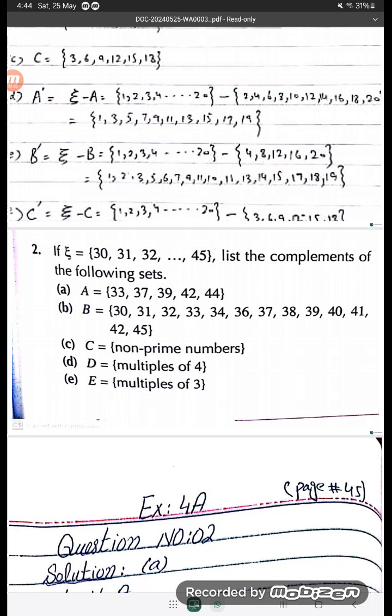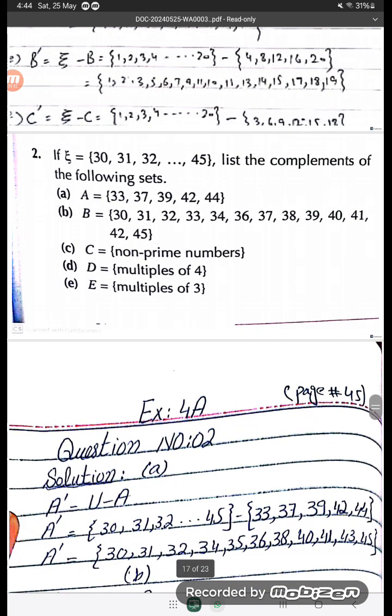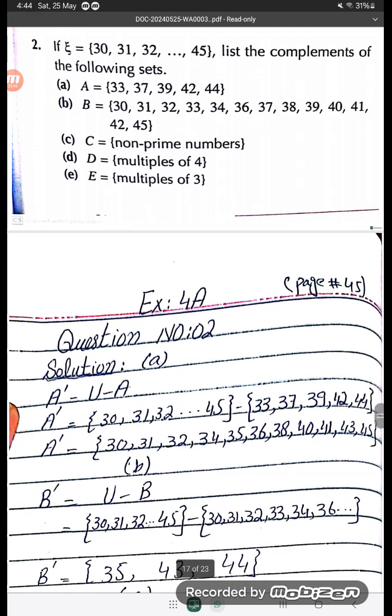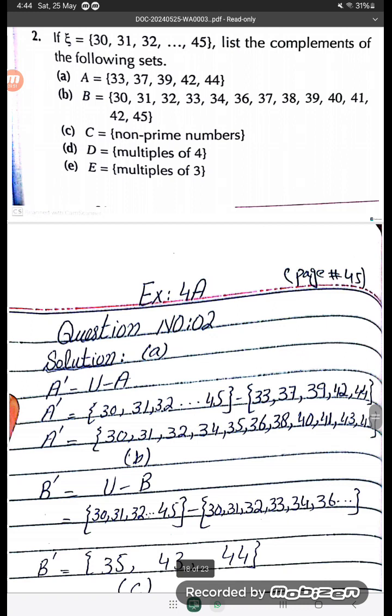Find the complement of the following sets: A, B, C, D, E. A contains the elements 33, 37, 39, 42 and 44. A complement is equal to the universal set U minus A. The universal set starts from 30 to 45, minus the set A: 33, 37, 39, 42 and 44.